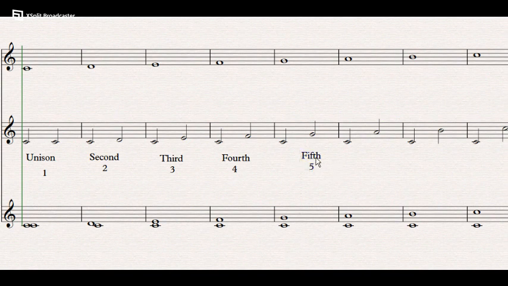I'm just trying to even out the space between the words. All right, and we have C to A. So I have C is 1, D is 2, E is 3, F is 4, G is 5, A is a sixth. And we have C and B. So C is 1, D is 2, E is 3, F would be 4, G would be 5, A was 6th, and then B would be a 7th.